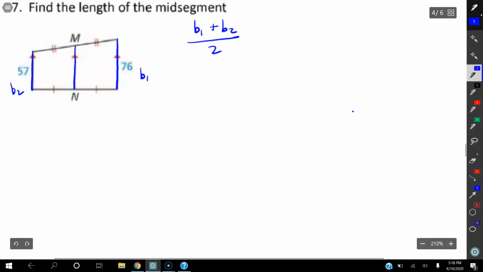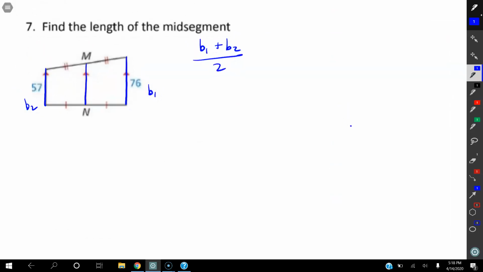And where the heck did my page go? There we go. Somehow my hand keeps hitting stuff here.